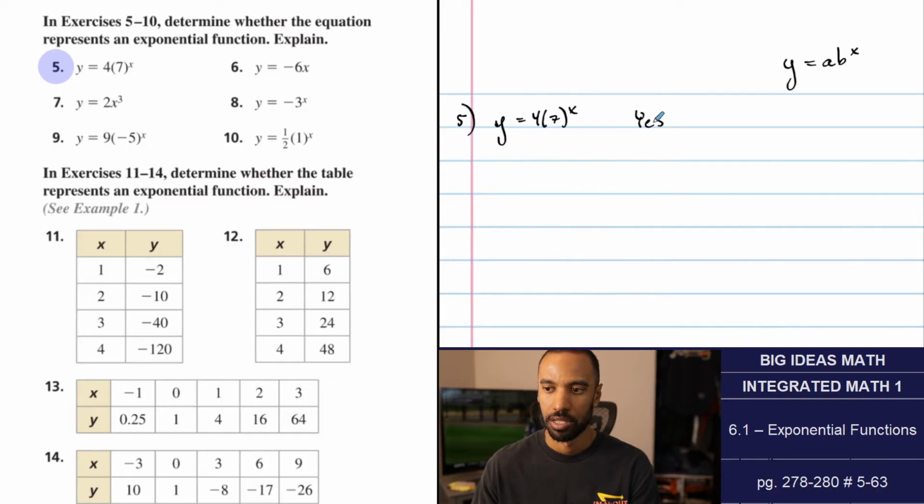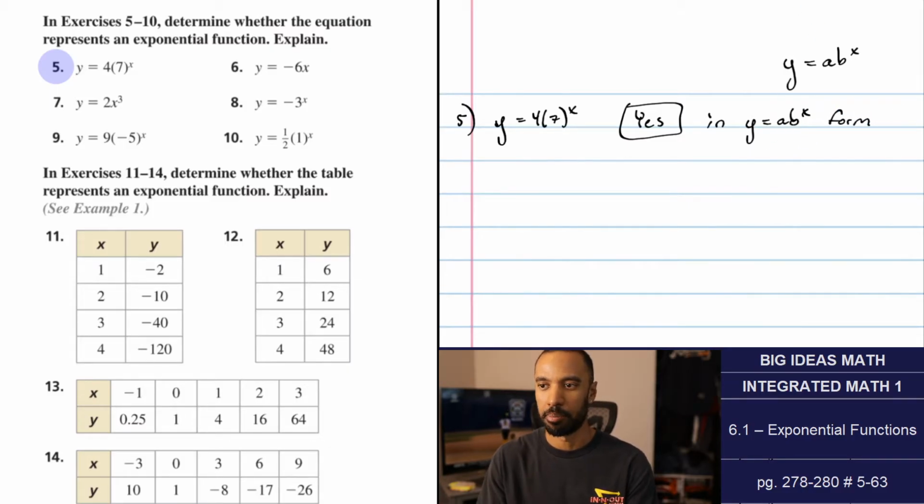Yes, in y equals ab to the x form. I guess it's faster for me to write that, unless I copy and paste that.